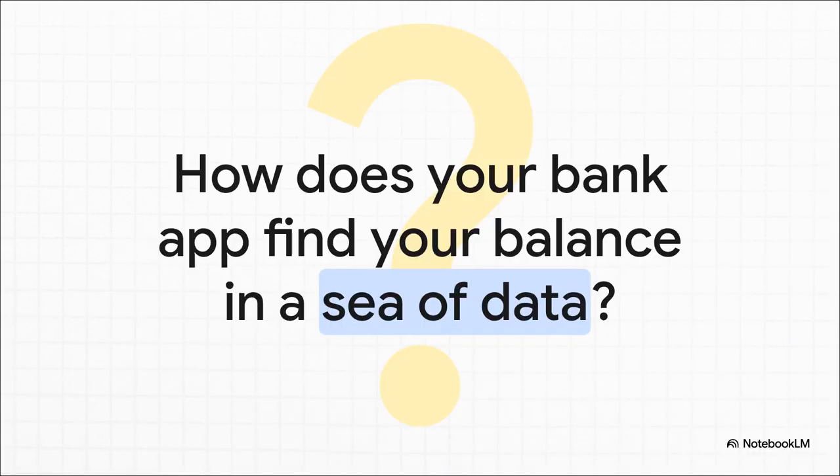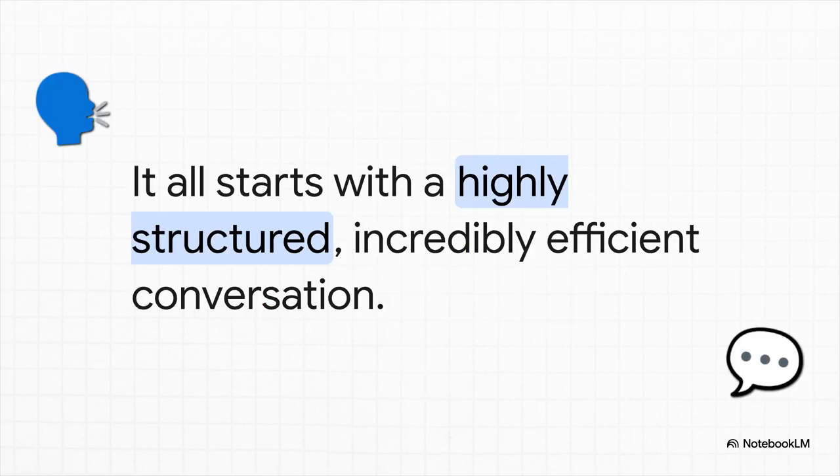I mean, really think about that for a second. You tap open your banking app and bam! There's your balance. Your specific balance, plucked from a massive, swirling sea of millions, maybe billions of transactions. How on earth does it find your data instantly? It's definitely not magic. Well, the secret is that it's all just a conversation. A very, very structured and super efficient conversation between your app and a database.